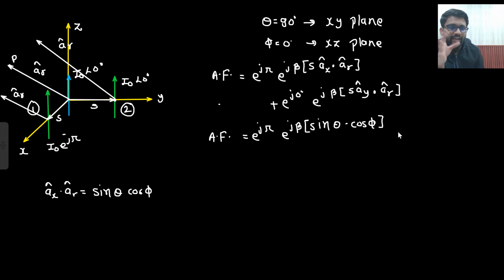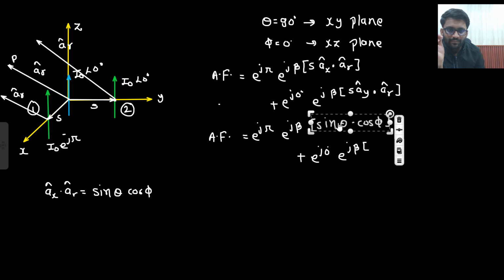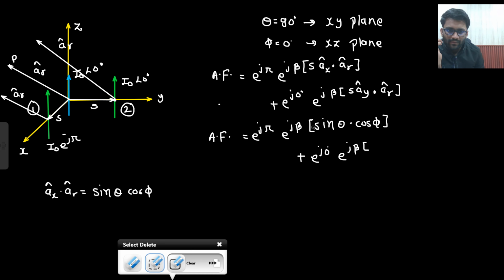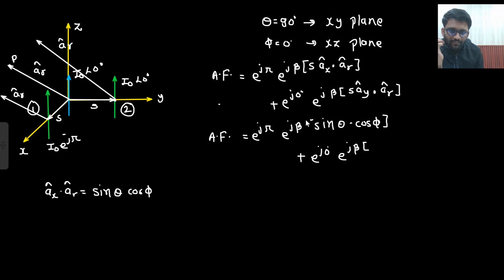So in the next line I will write it down, because phi is equal to 0 degree, plus e to the power j 0 degree, e to the power j. Here I forgot the value of s. S also I need to put. A_y dot a_r. What is a_y dot a_r? Sin theta sin phi. Right.